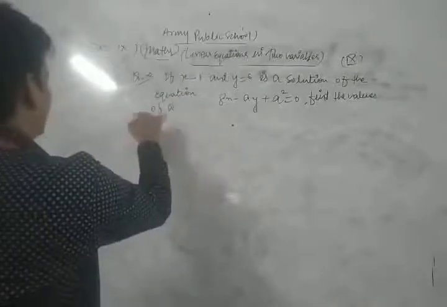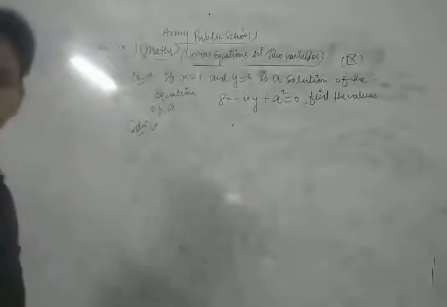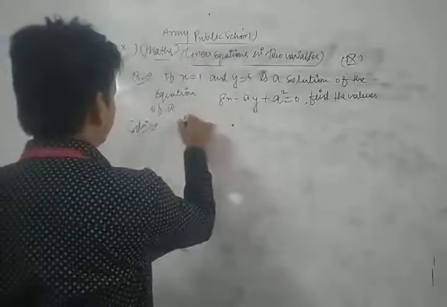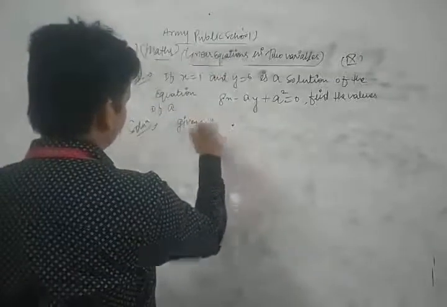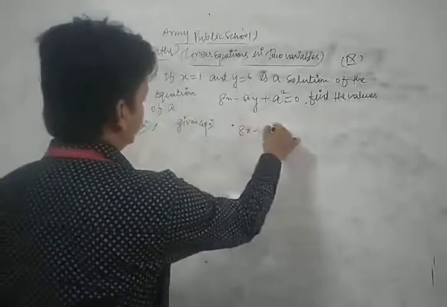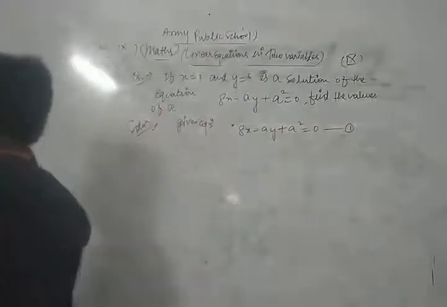Now let's see its solution, dear students. This is also a very important question related to your topic, linear equation in two variables. So first of all, we write the given equation. Given equation is 8x minus ay plus a square is equal to 0. Take it as equation number 1.